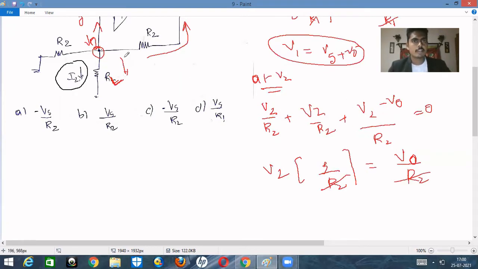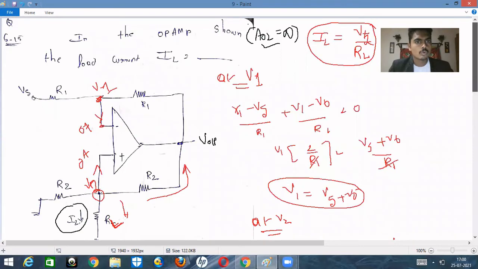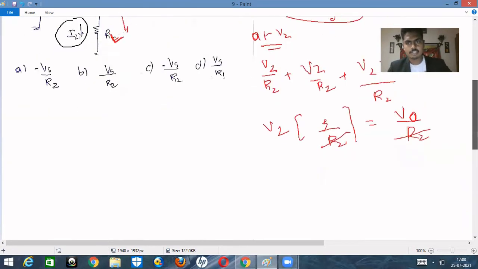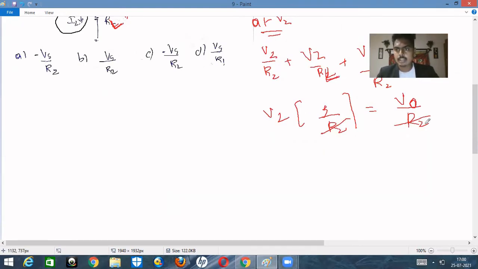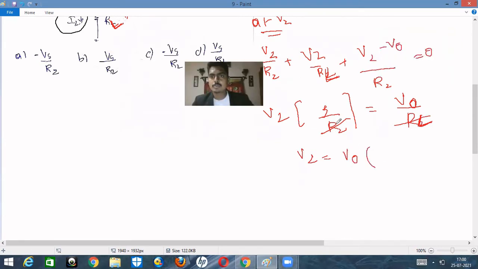Okay, so this is V2 upon R2, this is R2, and let us suppose this is RL. Is it RL or R2? Load current IL, so RL, right? So it will be load resistance. IL will be across the load, so this is nothing but RL. Therefore V2 upon R2 is equal to V0 upon RL. Okay, V0 upon RL. So we will be having V2 is equal to how much? V2 is equal to V0 into 1 by R2 plus 1 by R2.